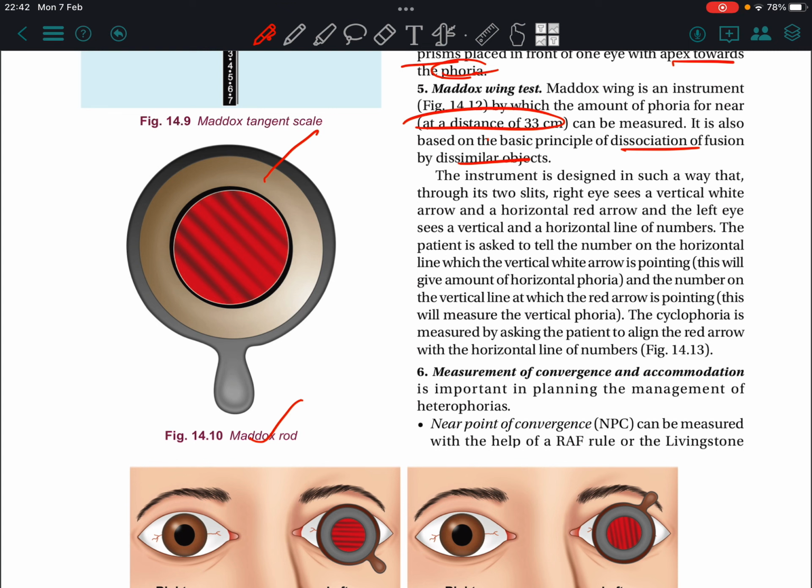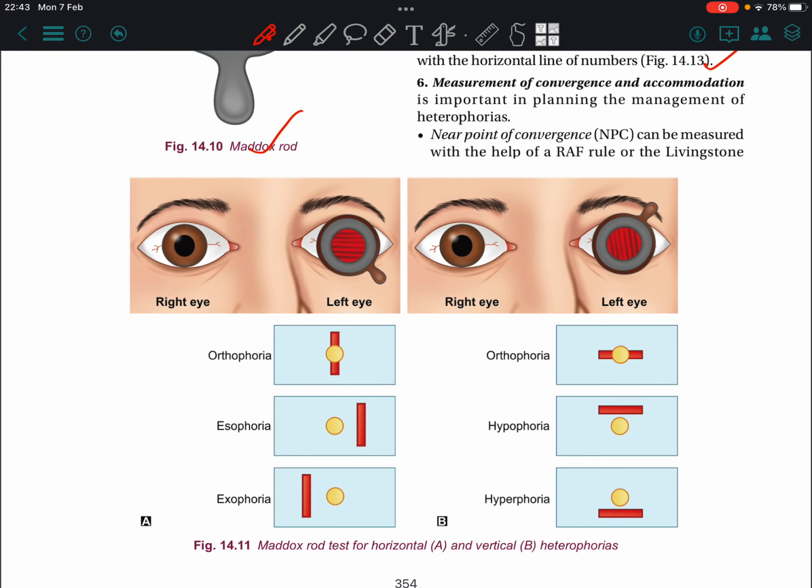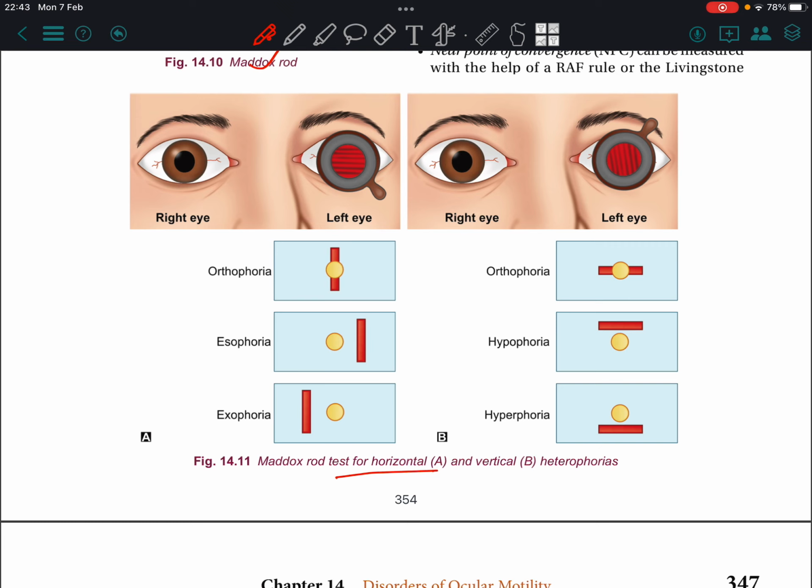The instrument is designed in such a way that through its two slits, right eye sees a vertical white arrow and a horizontal red arrow, and left eye sees a vertical and horizontal line of numbers. The patient is asked to tell the number on the horizontal line at which the vertical white arrow is pointing, and the number on the vertical line at which the red arrow is pointing. The cyclophoria is measured by asking patient to align the red arrow with horizontal line of numbers. Measurement of convergence and accommodation is important in planning the management of heterophoria. Maddox rod test for horizontal and vertical heterophoria: orthophoria, esophoria, exophoria, hypophoria.